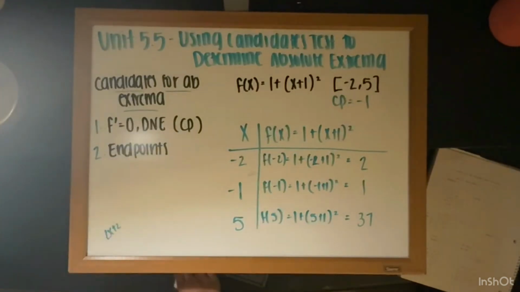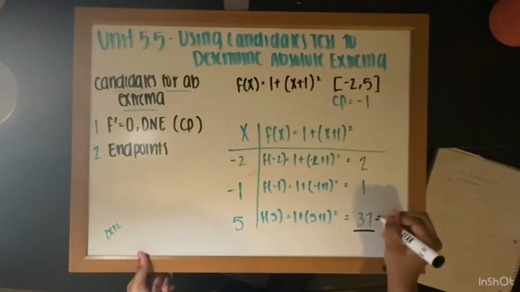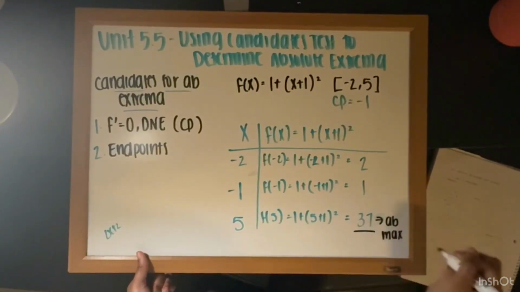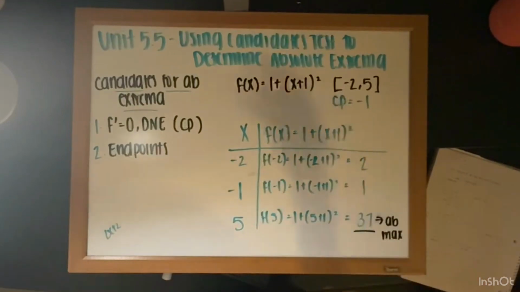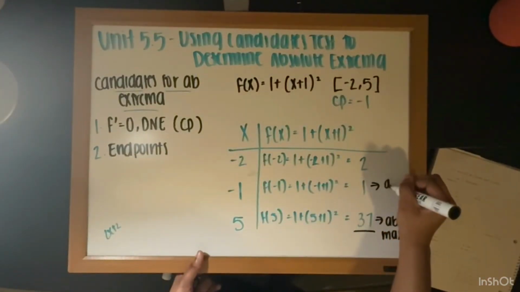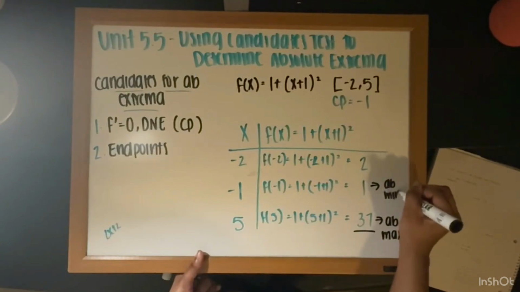So, since we have 37 as our largest f of x value, this would be our absolute maximum. And since 1 is our smallest f of x value, it would be our absolute minimum.